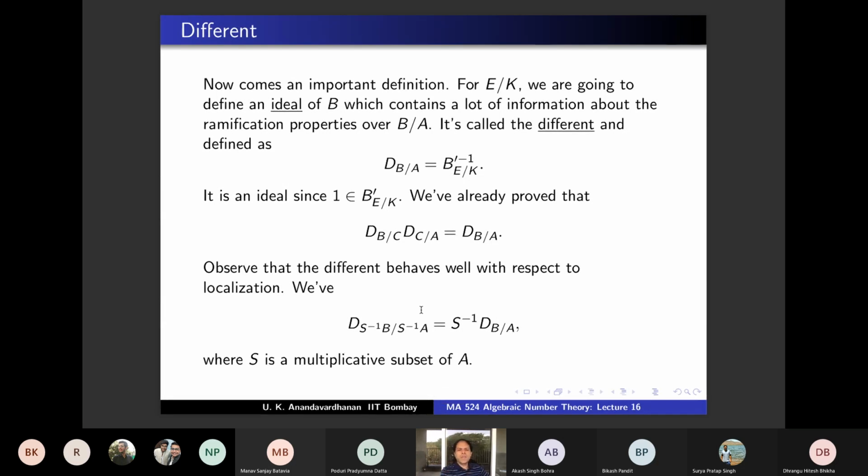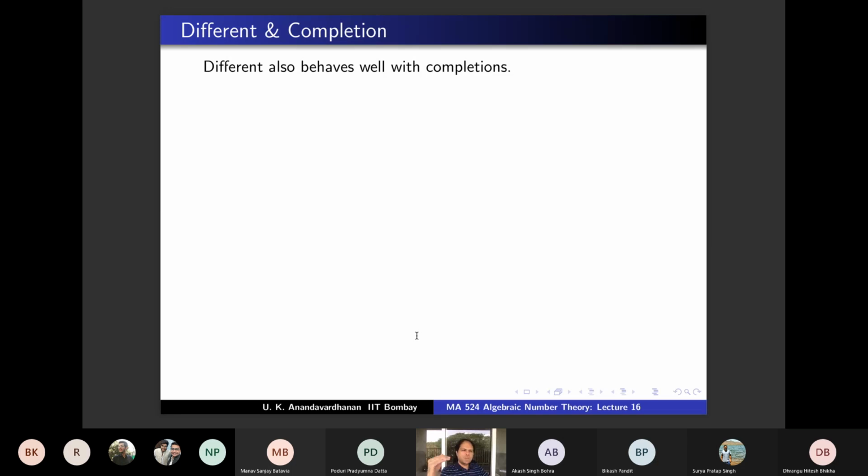Once again, you check for the dual lattice how it behaves with respect to localization. Just apply the definition of the dual lattice and you will get this. Okay, so check this. So this is the first part: the different behaves well with respect to localization. And we are going to show that it behaves well with respect to completion also.